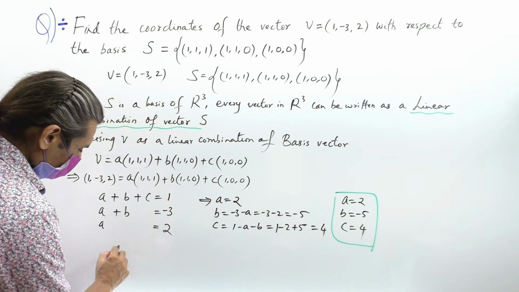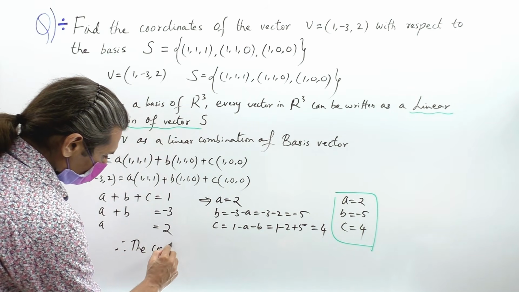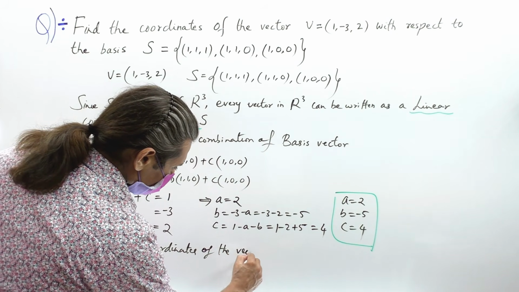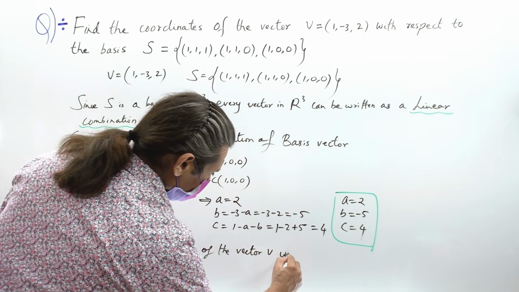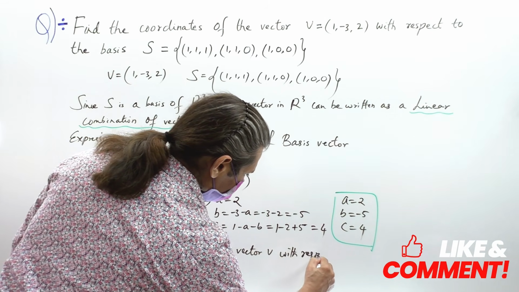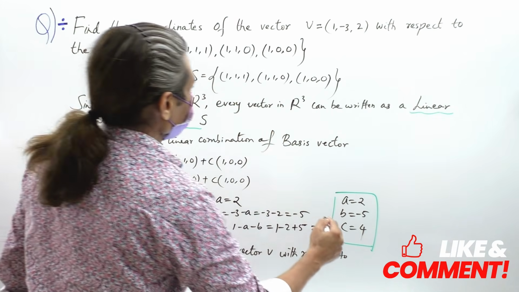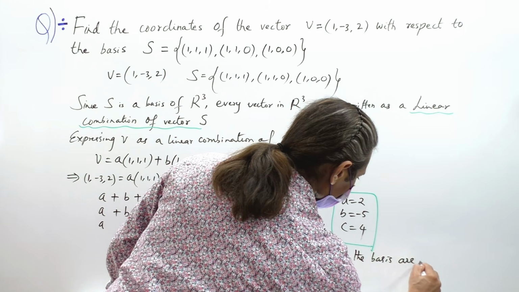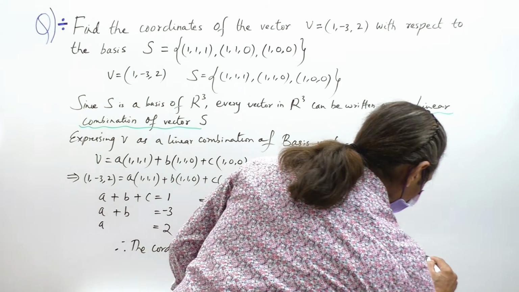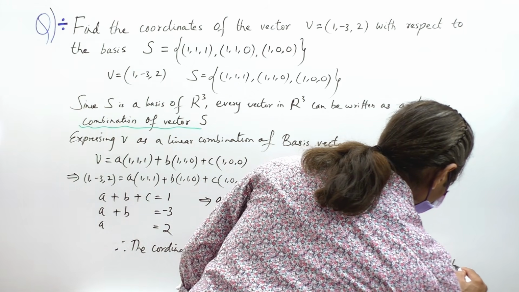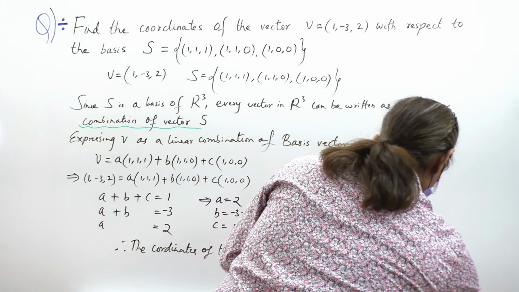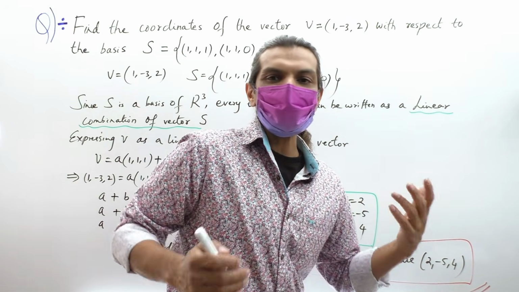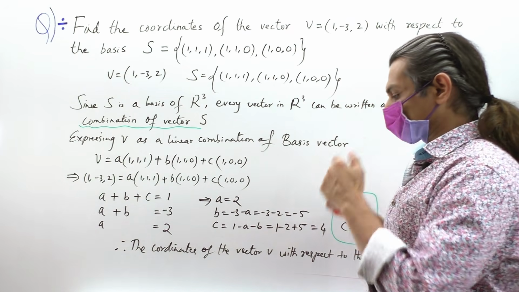Therefore, the coordinates of the vector v with respect to the basis are (2, -5, 4). That's all. A very simple solution. So that's the solution for this problem, a very simple question with a very simple solution.